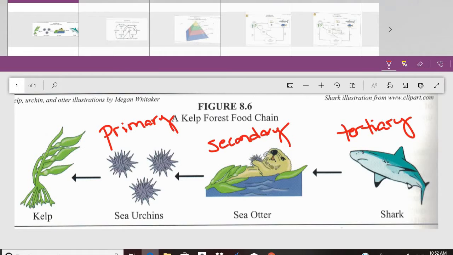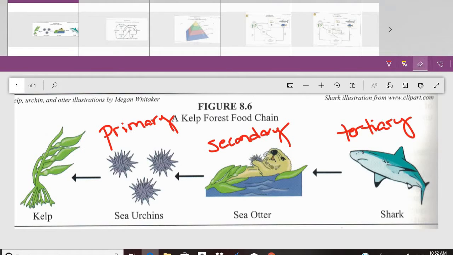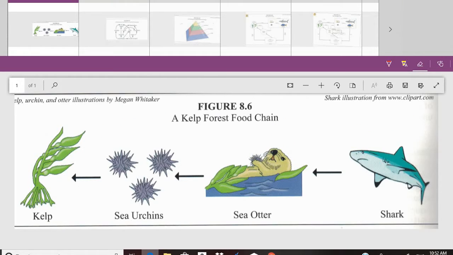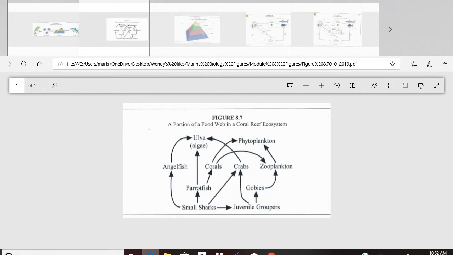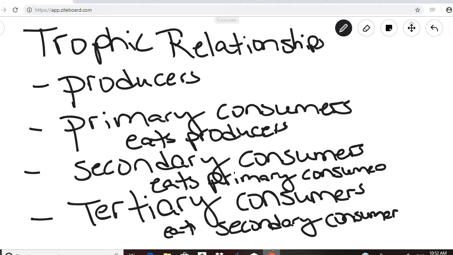However, it's usually a lot more complicated than that because of the relationship between different organisms. So a better way of drawing it is something more like this, where this is called a food web, and it better shows the relationships between different organisms within an ecosystem, and in this case, a coral reef ecosystem. I guess that's all we will say about that.